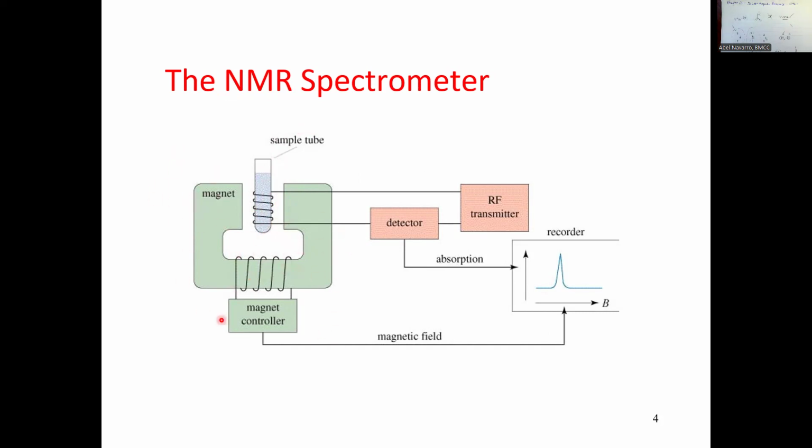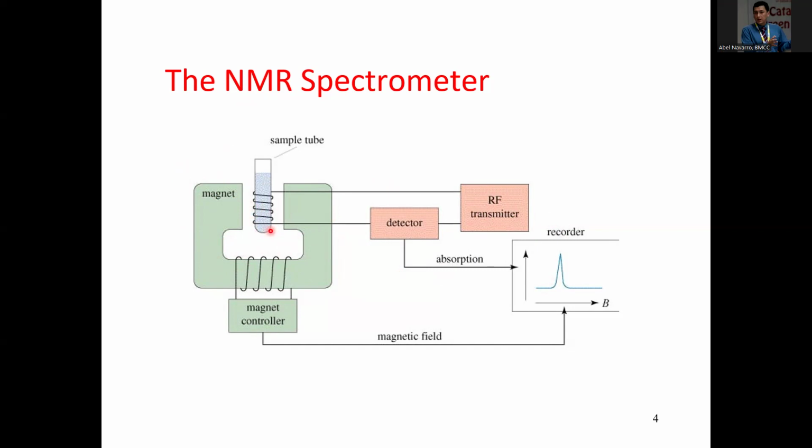The magnet will create a particular alignment of the nuclear spins of the sample. Some of the spins will change direction, some will not. Once the sample is magnetized, you will use a radio frequency transmitter. You irradiate your sample with radio frequency, and that will take you from the ground state to an excited state.